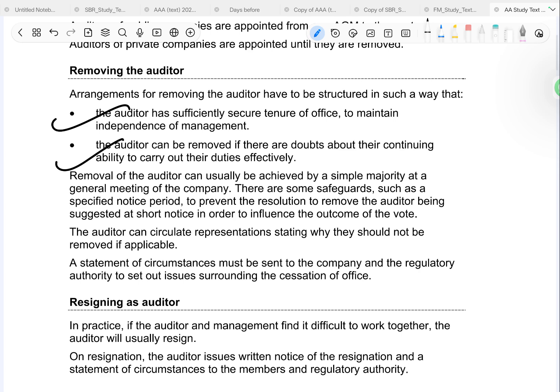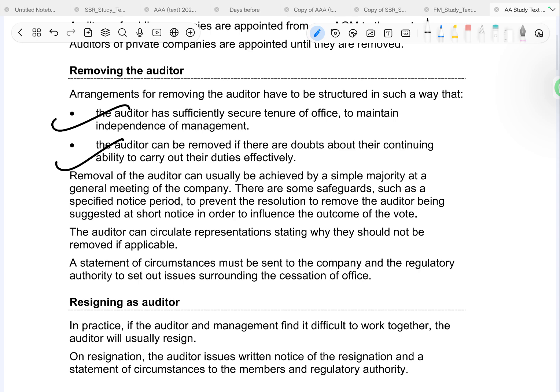Usually, removing an auditor requires a simple majority vote at a general meeting of the company. However, there are certain safeguards in place. For example, the company must give a specified notice before proposing the resolution to remove the auditor.